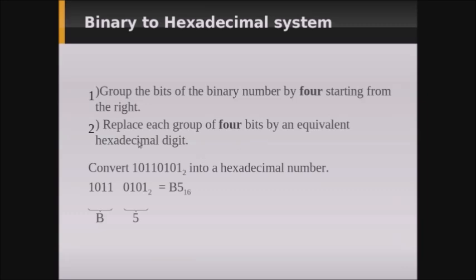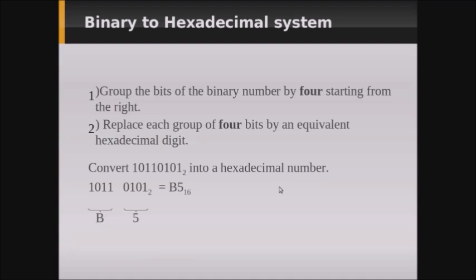So I have to group only 4 bits from the LSB. Replace each group of 4 bits by an equivalent hexadecimal digit. As we did in the case of octal, where we represented every 3 bits by its equivalent octal digit, now we have to represent every 4 bits by its equivalent hexadecimal digit. So let us see an example here. Convert 10110101, which is in binary, into a hexadecimal number.